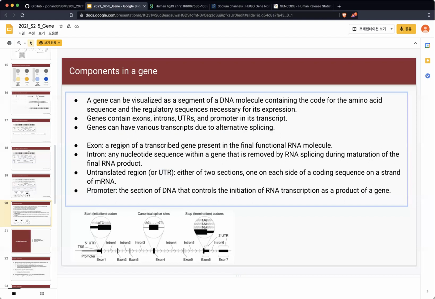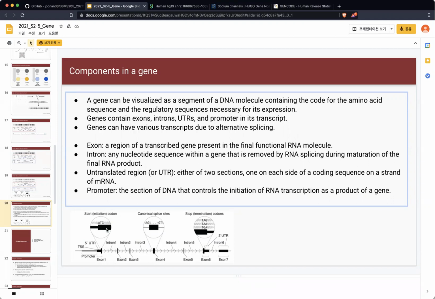So exon is a region of a transcribed gene present in the final functional RNA molecule. Wow, long sentence. And intron is any nucleotide sequence within a gene that is removed by RNA splicing during maturation of the final RNA product. Or you can simply think that the exon is the area encoding or producing the protein amino acid sequence, right?